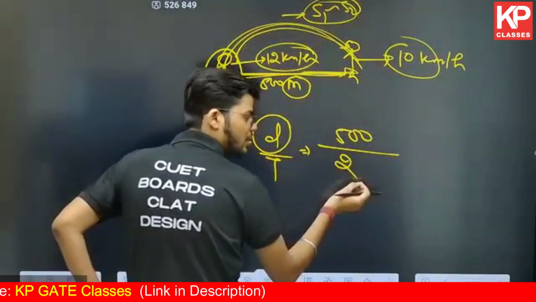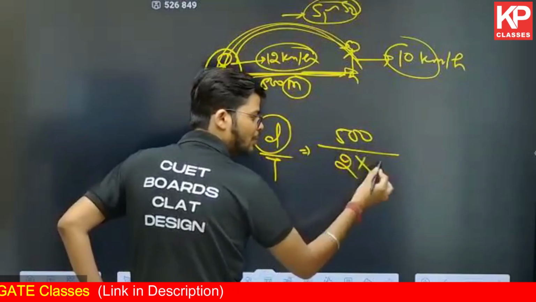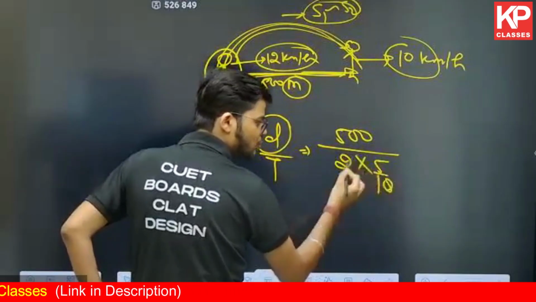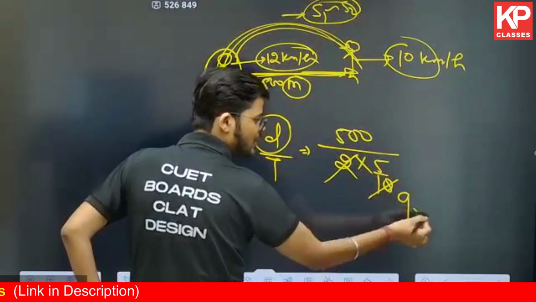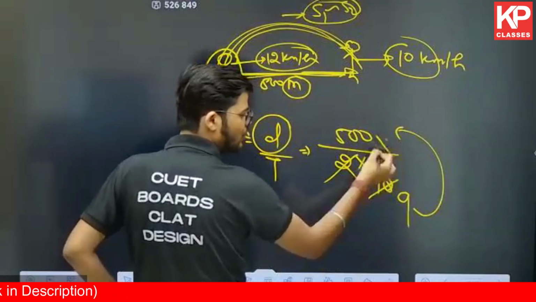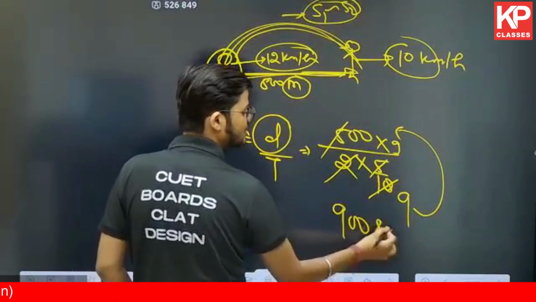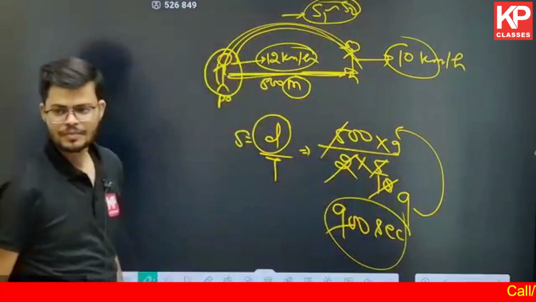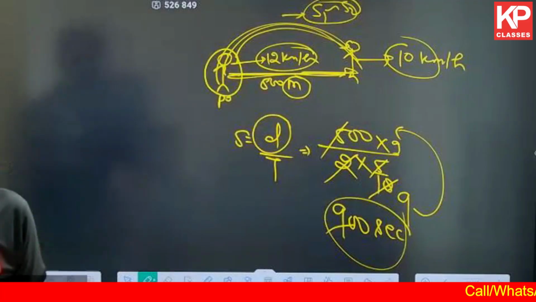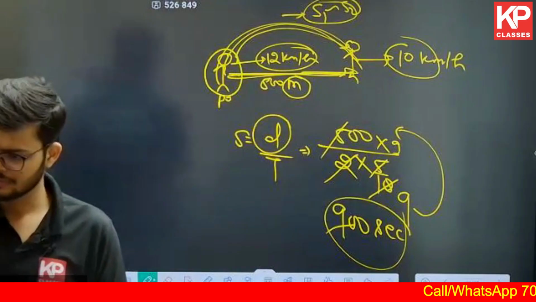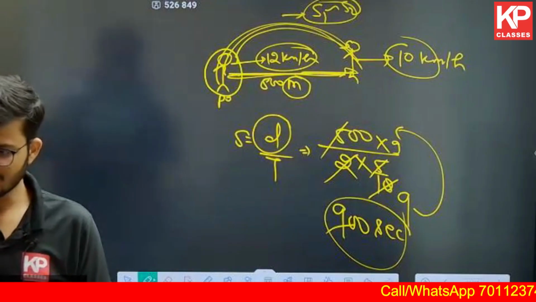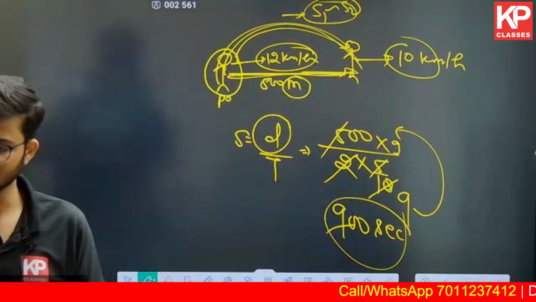Now this is in kilometers per hour. We want to change it into meters per second, so we will multiply it by 5 by 18. If I simplify, we'll be getting 9 here, and this 9 in the denominator will go here. The 5 and 5 simplify, and we'll be getting the answer as 900 seconds. This is in seconds; maybe you'll be getting the answer in minutes or hours. Is it clear now how we have done this calculation?